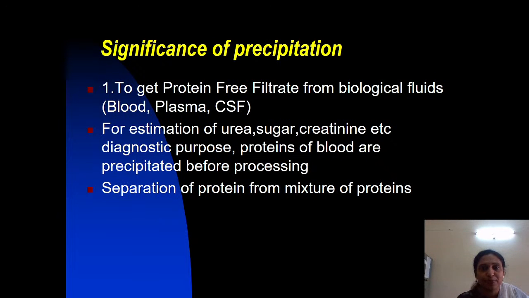The significance of precipitation is to prepare the protein free filtrate in biological fluids, and the estimation of urea, sugar, creatinine involves the removal of the proteins by using these precipitating agents. The precipitation process also helps in the separation of the protein from the mixture of proteins.